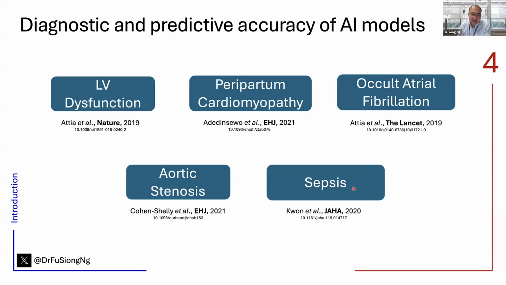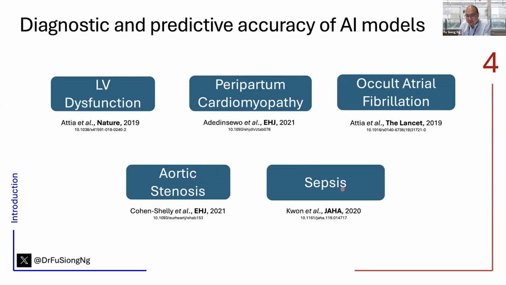What we've learned in the last 10 years is AI ECG can do lots and lots of wonderful things. It can diagnose LV dysfunction. It can predict future LV dysfunction. It can diagnose and predict valve disease. It can predict future atrial fibrillation. It can pick up peripartum cardiomyopathy, sepsis, even non-cardiac diseases like diabetes, kidney disease. All of that information seems to be contained within an ECG.